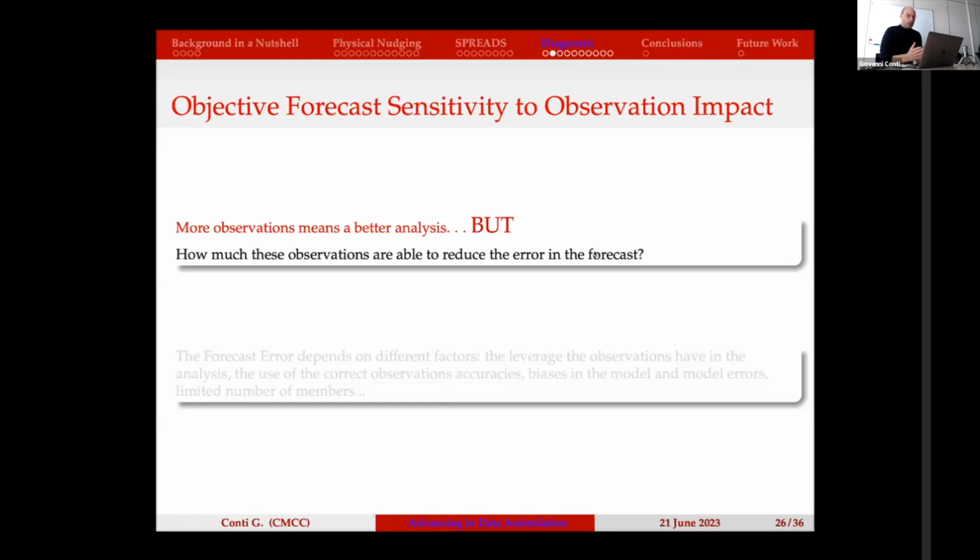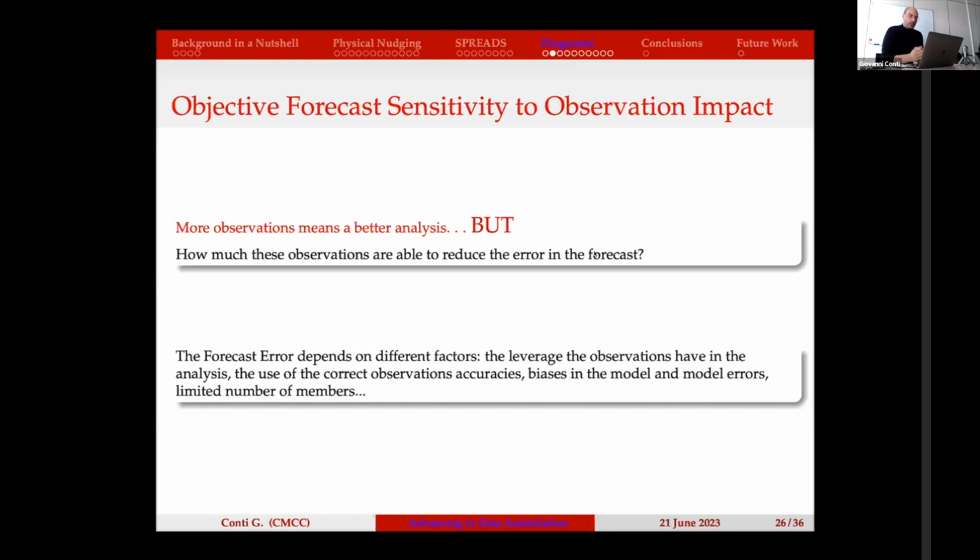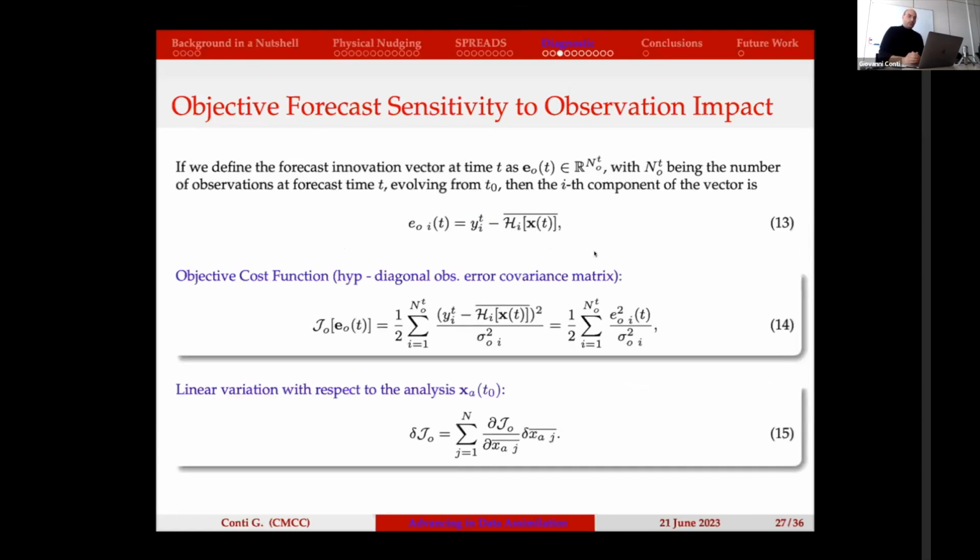But how much are these observations able to reduce the error in the forecast? Because the forecast error depends on different factors. For example, the leverage the observation has in the analysis, the use of the correct observation accuracies, biases in the model and model errors, limited numbers of members. We can use 80 members, but we know that in order to remove, for example, spurious correlation, we need to increase the number of ensemble members a lot. So we need to introduce something that measures the variation of some error.